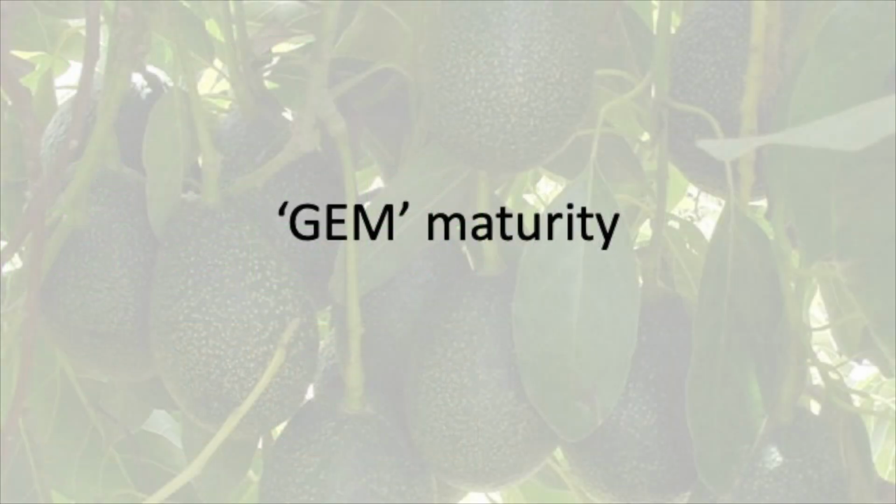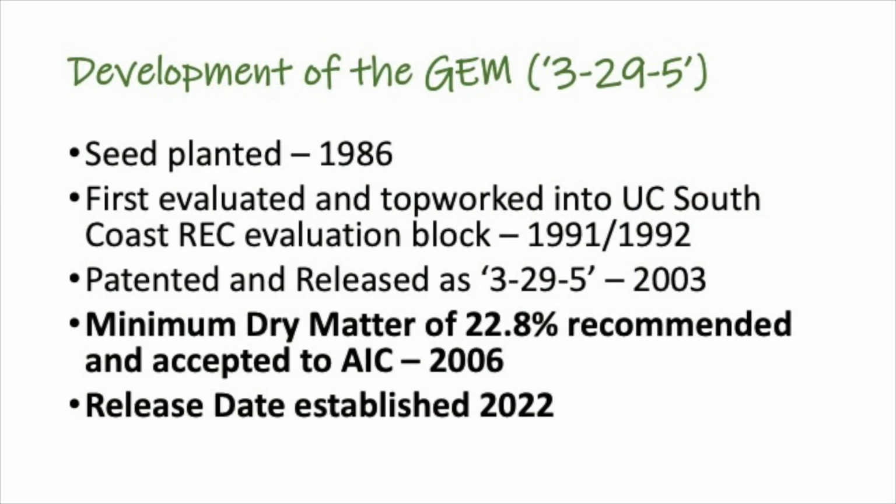So I know a lot of you are interested in growing Gem. Gem is a deviation from what I was just talking about. The Gem avocado is a variety of the University of California. It was a seed planted in 1986. It was evaluated and top worked into the research station in Irvine in '91, '92, and it was patented and released in 2003. No one was interested in it, except for a very, very few people in Ventura County, and it just was a no-go.